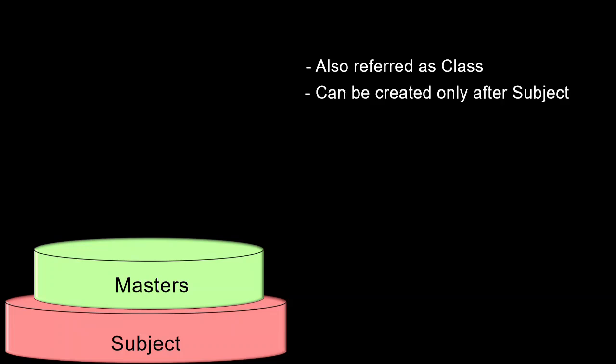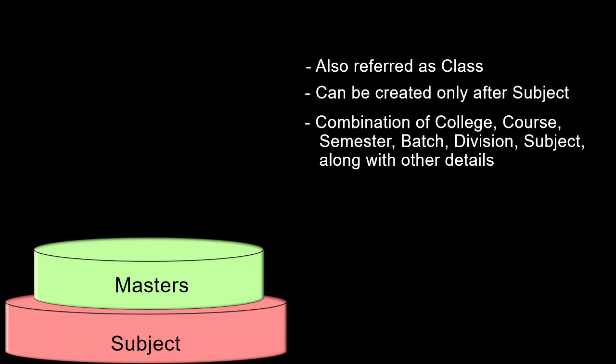Second in the list, masters. Here you create a master, also called a class. Subject has to be created before you create masters. Here you need to input academic details like college, course, semester, batch, division, subject, along with other details.